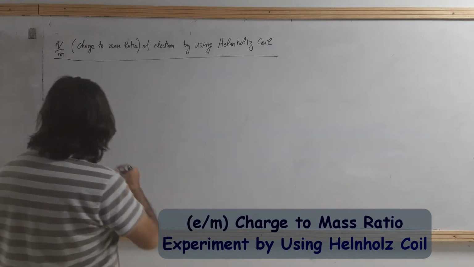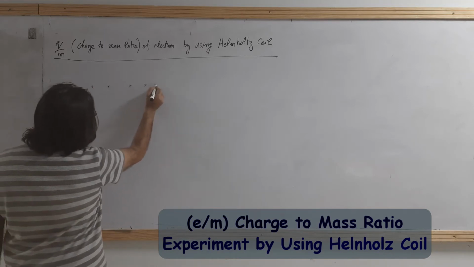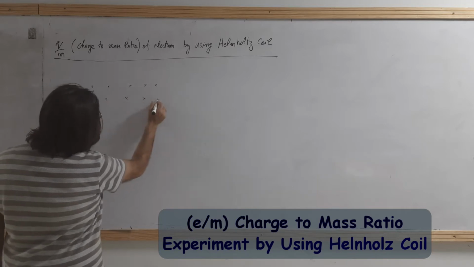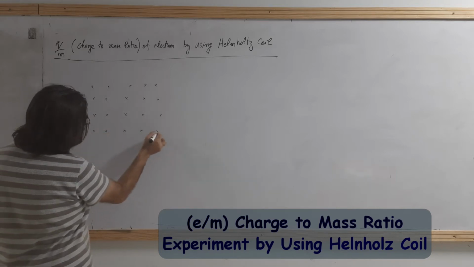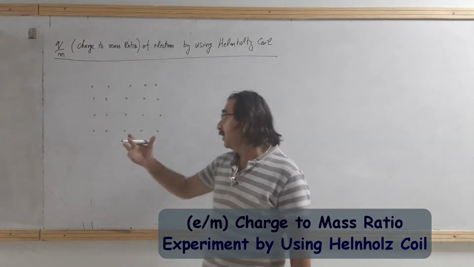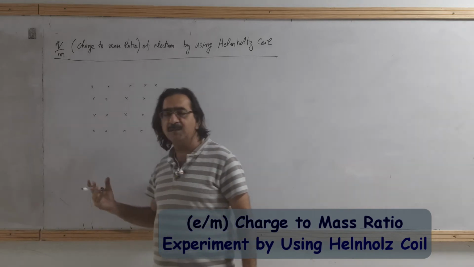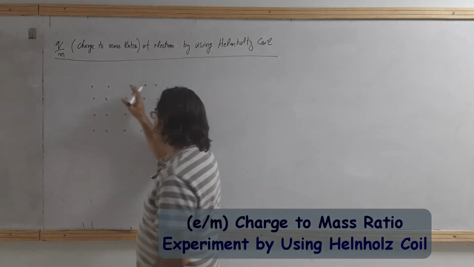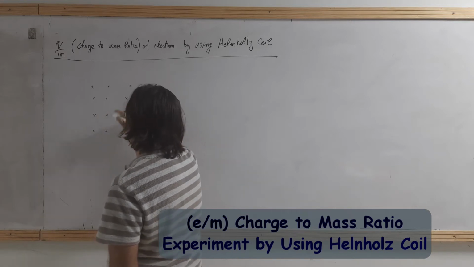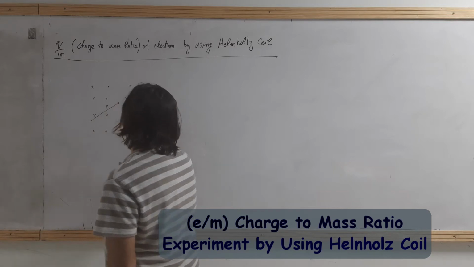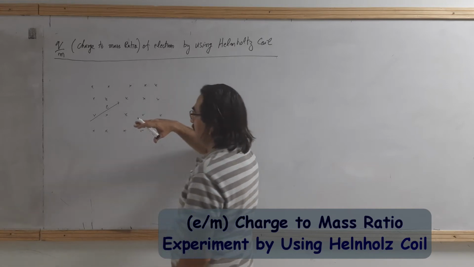We know that when an electron is moved through a magnetic field, the symbol means the charge is inside. When the charge passes through the magnetic field, it experiences a force. That force will be, this symbol means the magnetic field is inward to the page.